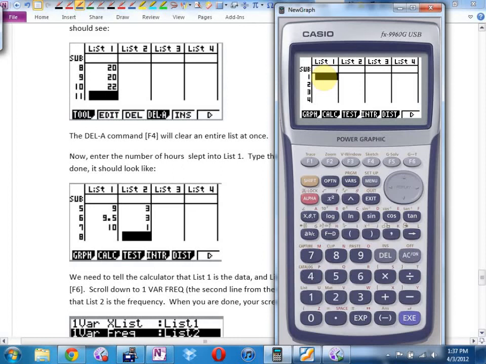And enter the number of hours of sleep. So 7, enter, 7.5, enter, 8, enter, 8.5, enter, 9, enter, 9.5, enter, 10, enter.